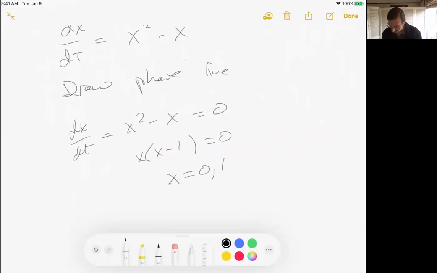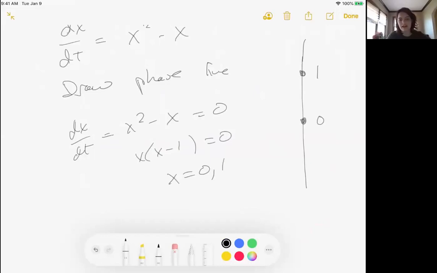Right? So now we have this phase line we're trying to construct, and we know we have an equilibrium point at 0, and we have an equilibrium point at 1. Okay? And then things point either up or down in each. So the phase line is now divided into 3 segments by those equilibrium points, and then you have an arrow that goes up or down in each of those 3 segments. So how do we tell if the arrow goes up or down?